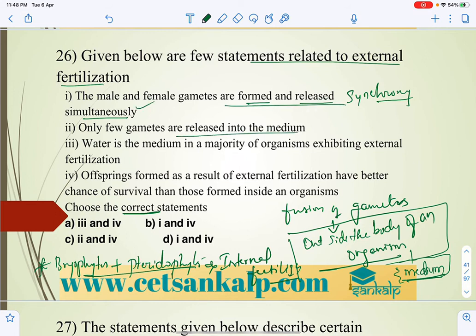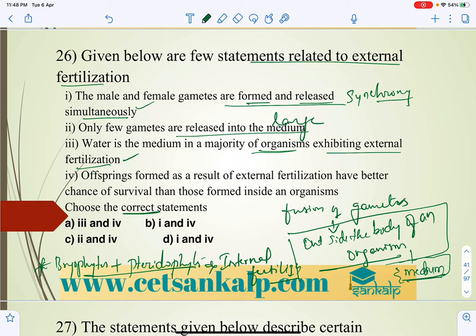Only a few gametes are released into the medium. It is not like that; a large number of gametes should be released. So when external fertilization is there, a large number of gametes should be released. Water is a medium in the majority of organisms exhibiting external fertilization. Yes, we can consider that: water is a medium in the majority of organisms exhibiting external fertilization.